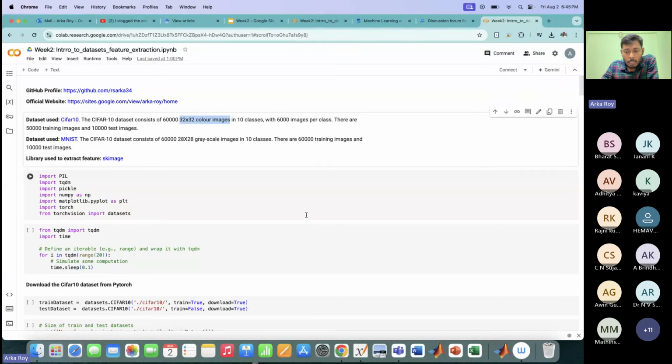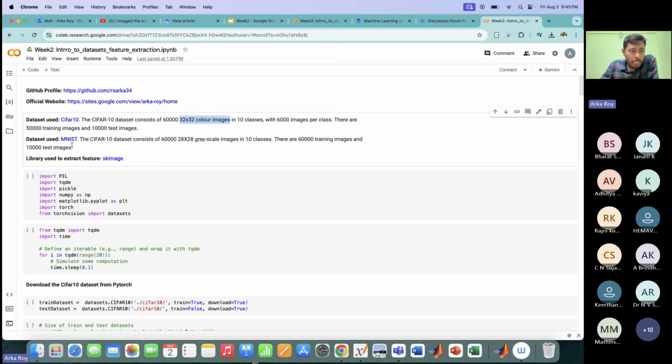In case of colored images, how many channels do we have? 3, sir. Yeah, so we have 3 channels, RGB. So red, green, and blue channels are there. So that is why these are colored images.